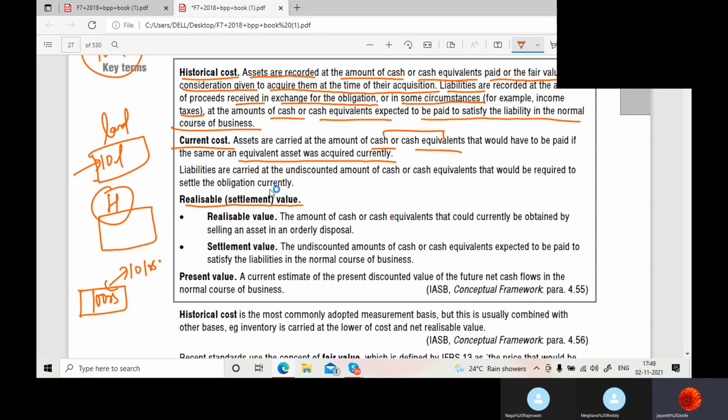So now how do you differentiate between the historical and current cost? Historical means the price at which I bought. I'm showing that. Current cost is what I'm getting for that today. I will show in that way.